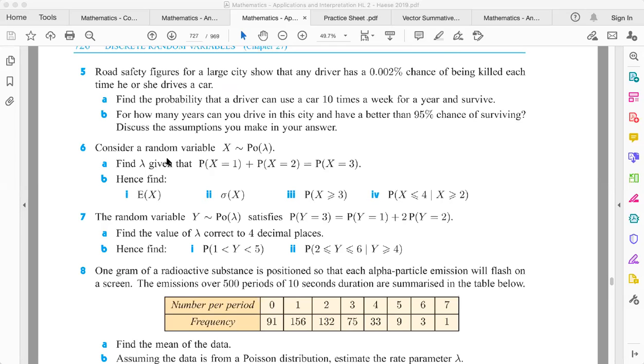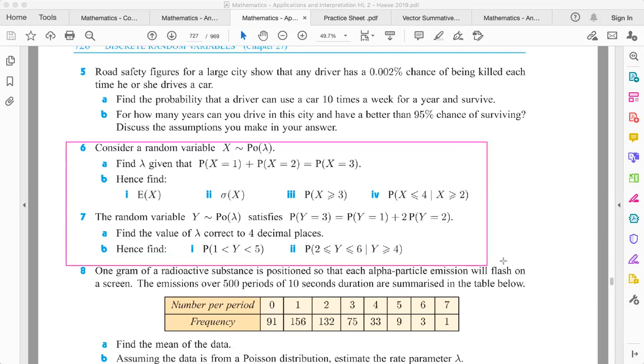So here's another video on the Poisson distribution, and I'm going to cover the two sample sums that you can see on the screen, question numbers 6 and 7. The first thing is they have given that X is distributed Poisson with mean lambda, and the probabilities of X equals 1 and X equals 2 add up to the same probability as X equals 3. Find the expected value, find the deviation, find the probability of X being more than or equal to 3.